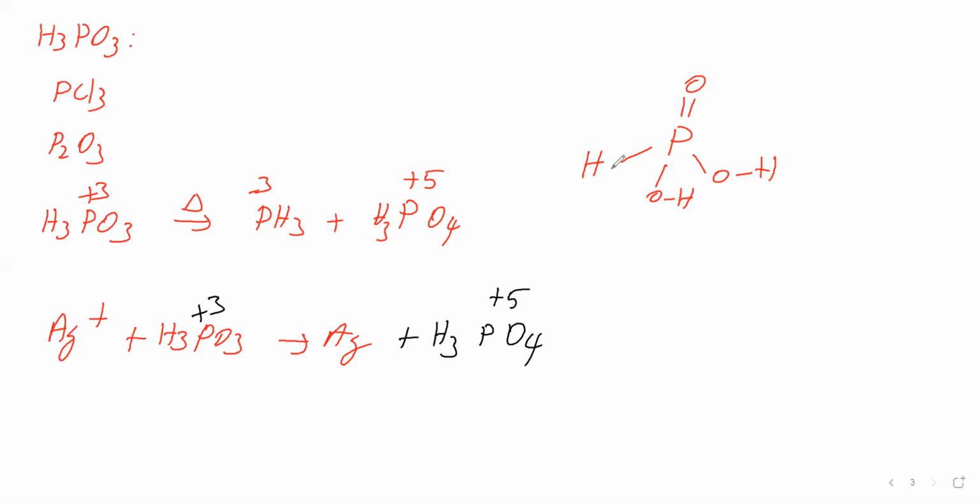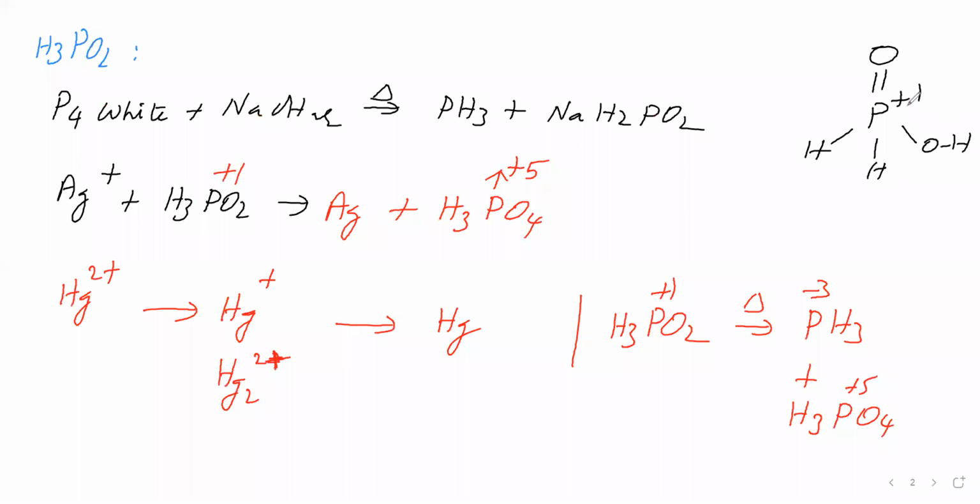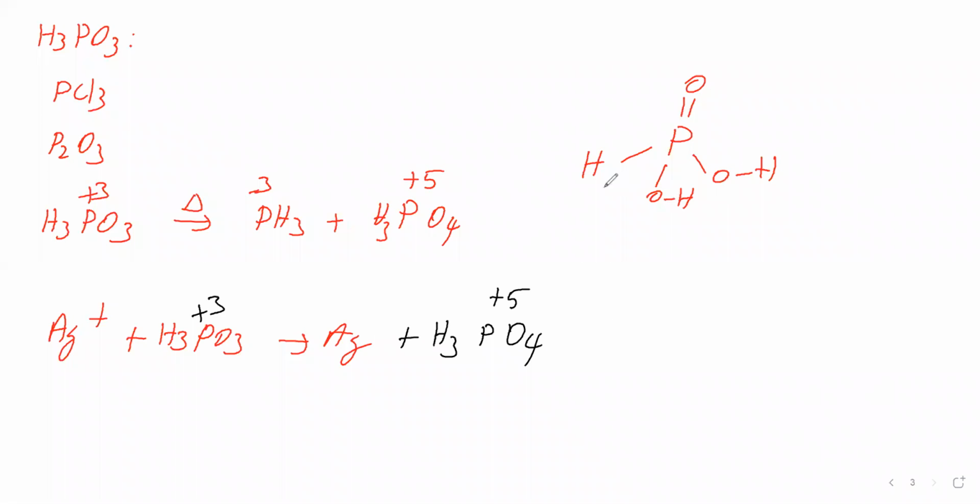Now H3PO3 acts as a reducing agent because reducing hydrogen is present. H3PO2 also acts as a reducing agent because reducing hydrogen is present. Which is the better reducing agent? H3PO2. It has higher reducing nature because of two P-H bonds. H3PO3 has lesser reducing nature because of one P-H bond.